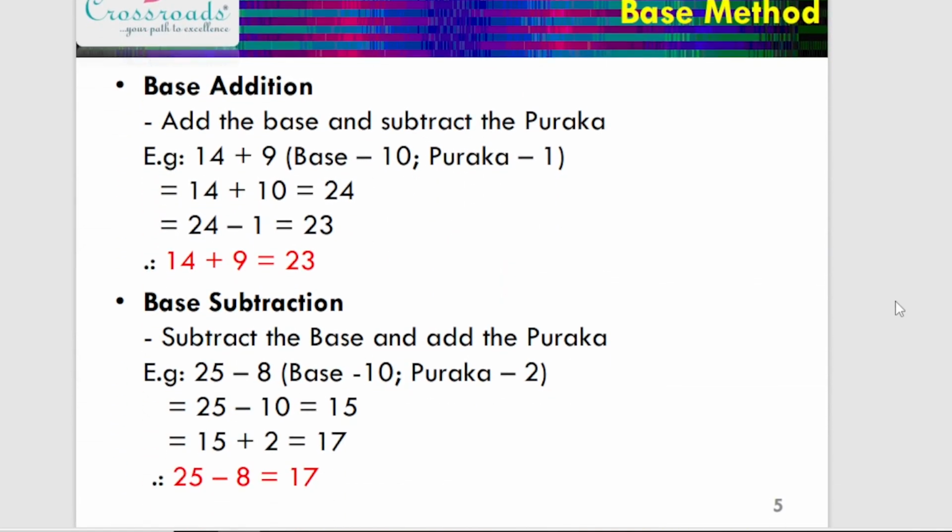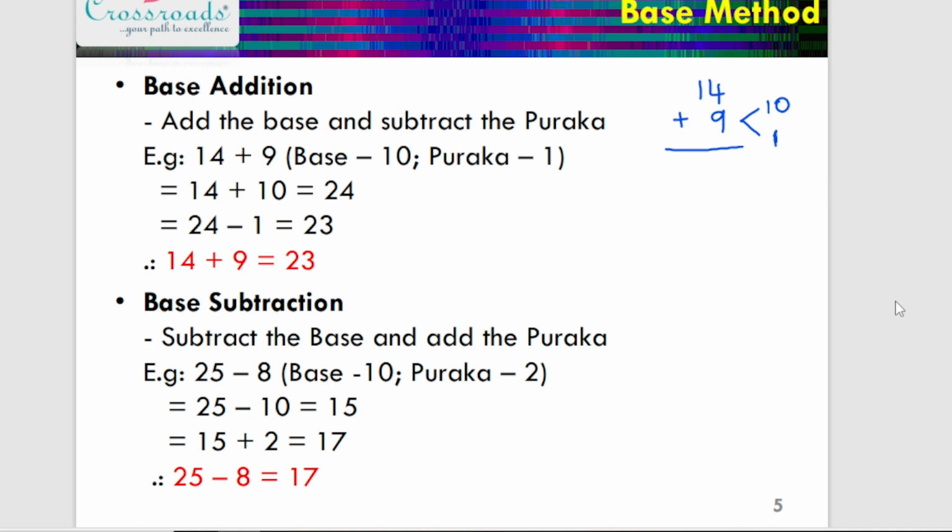Now, how to use the base method to do addition or subtraction. For example, here I have two numbers, 14 plus 9. Using the base method, what am I going to do? Here the number being added is 9, so I consider the base, which is 10. I am going to find the Puraka. The Puraka is 1, because the difference between the base 10 and the given number is 1. So 1 becomes my complement, the Puraka.